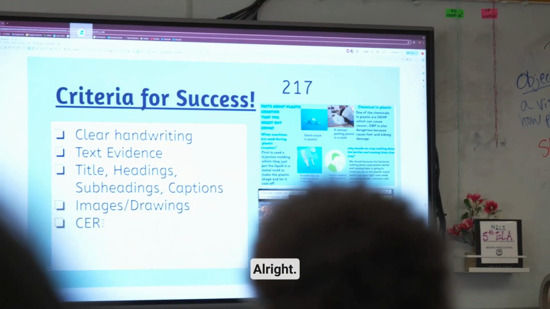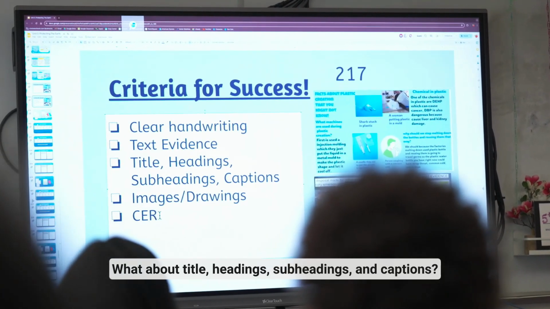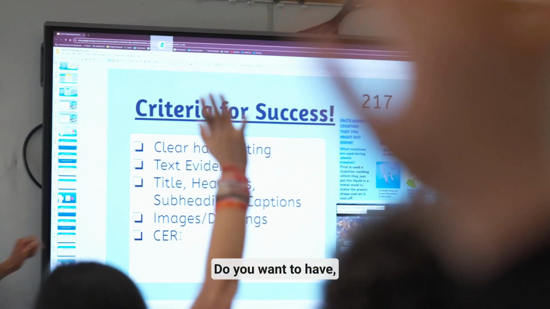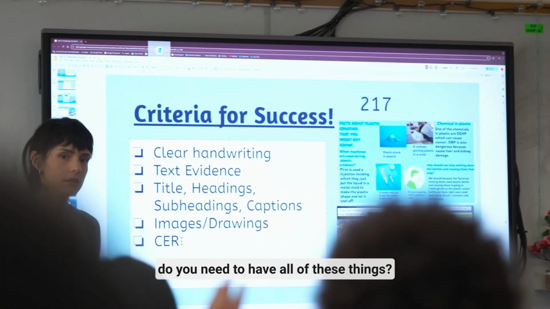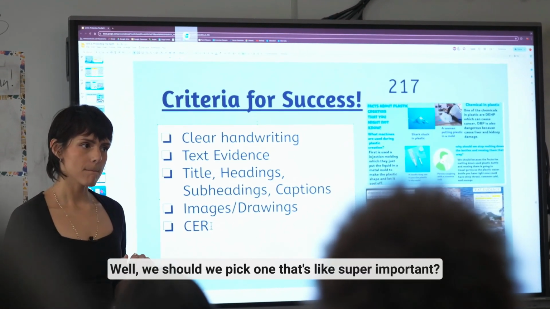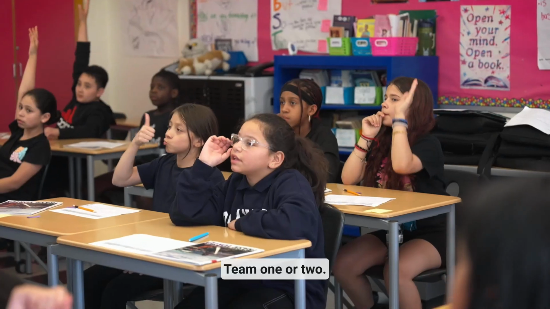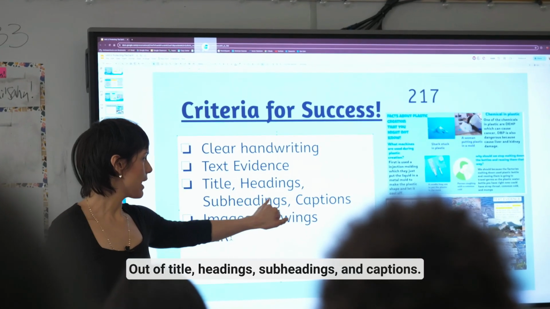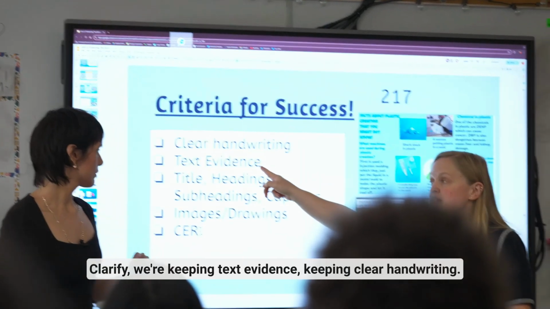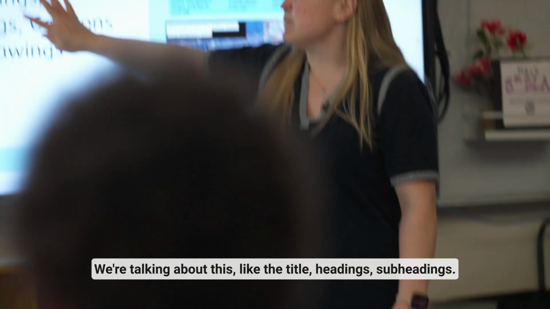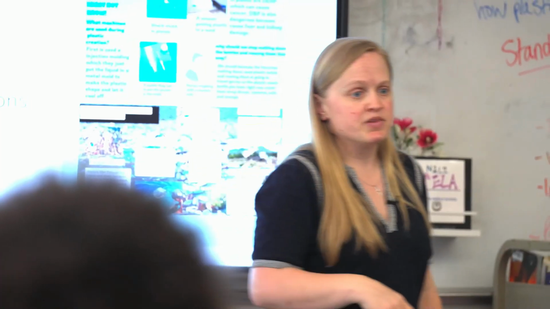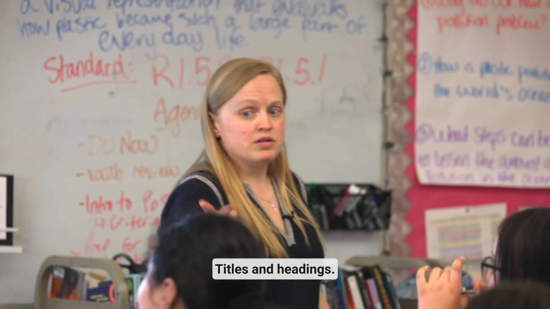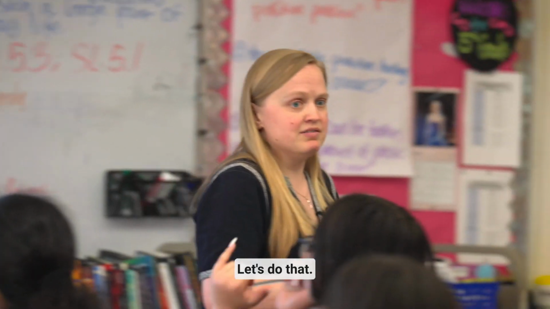All right. What about title, headings, subheadings, and captions? Do you need to have all of these things? Should we pick one that's super important? Or 2? Do 1 or 2. Out of title, headings, subheadings, and captions. Clarify, we're keeping text evidence, keeping clear handwriting. We're talking about the title, headings, subheadings. Titles and headings. Let's do that.